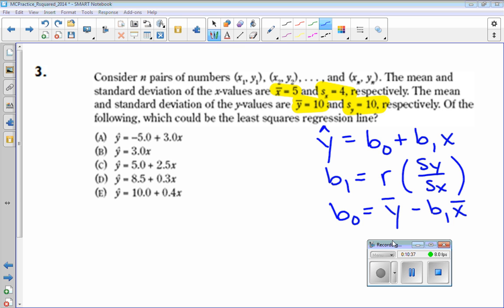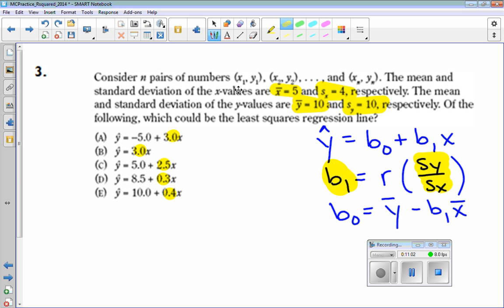So we have some information here, okay? We have SY, SX. We also, if we look at our answer choices, can figure out this number. What is B1 again? Is it the slope or the y-intercept? Okay, it's the number with the x, so it's the slope. So I'm just going to highlight the slopes in each of those cases.